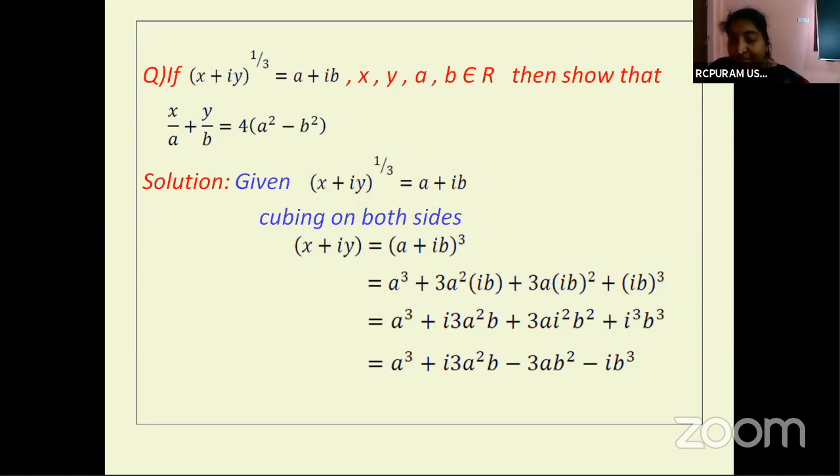So i cubed is nothing but minus i, and b cubed. So we will just rearrange these terms like real part plus i into the imaginary part. So x plus iy is equal to a cube minus 3a square b. That means all the terms without i will be clubbed together and we will consider it as the real part. So x plus iy is equal to a cube minus 3a square b plus i into 3a square b minus b cube.